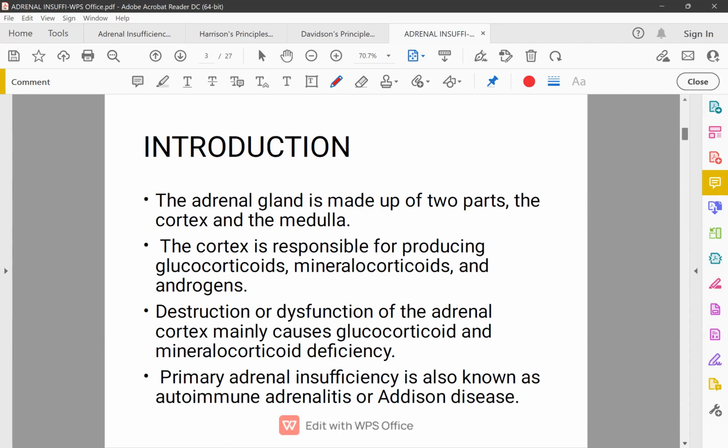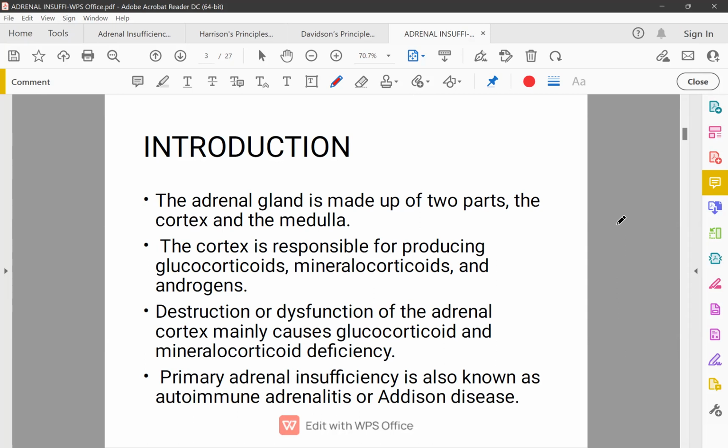The other day we were talking about adrenal hyperfunction, Cushing's, where the adrenal cortex is hyperfunctioning and producing cortisol. Today we are looking at hypofunction of the adrenal cortex. As you know, GFR: glomerulosa, fasciculata, reticularis. Glomerulosa produces mineralocorticoid, fasciculata produces cortisol, the glucocorticoid, and reticularis produces the sex hormones or sex steroids. This is the functional division.